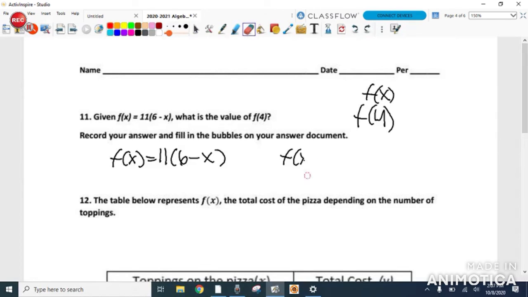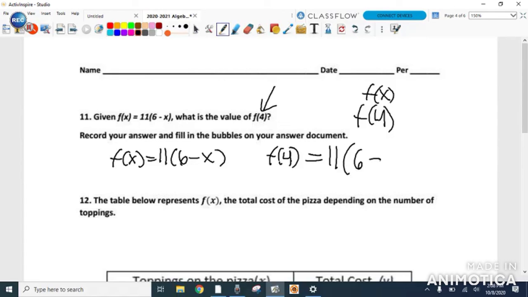All we're going to do is take whatever our x is and replace it with whatever number is in here. So for example, the number in there is a 4. I'm going to change every single x I see to the number 4. I actually need to do what I say. f of 4 equals 11 times (6 minus 4), because I have an x right here, and that is going to be 4.